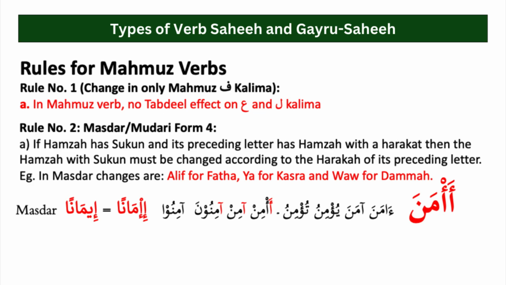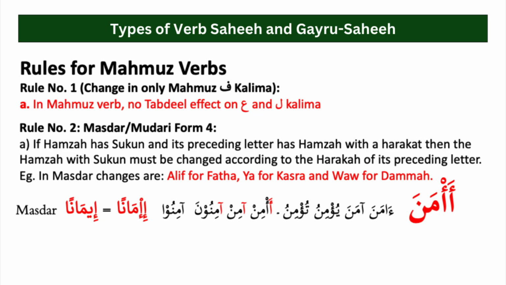Rule number 1. Change in only Mahmuz fa kalima. The first rule says, in Mahmuz verb, no tabdil effect on ayn and lam kalima. This means that in this lesson, the special treatment is focused on the place of the Hamza itself. We do not treat the whole root as changing randomly. The main concern is the letter that carries the Hamza, so the student should first locate where the Hamza is and then watch what happens to it in different forms.